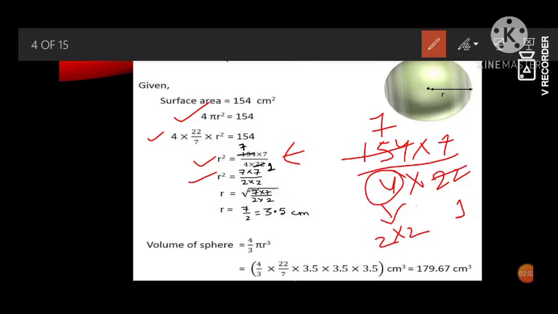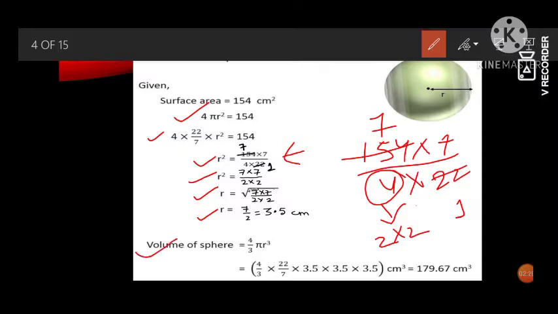So r is equals to root over 7 into 7 by 2 into 2, which is equals to 7 by 2. Since the numbers are in pairs, in the numerator as well as the denominator, one of the numbers will come out. So 7 by 2 is equals to 3.5.